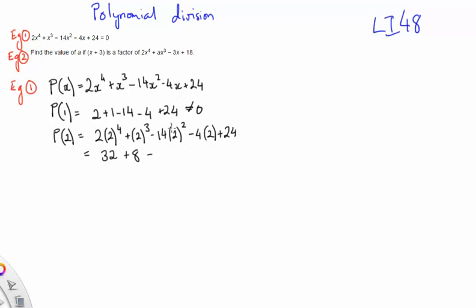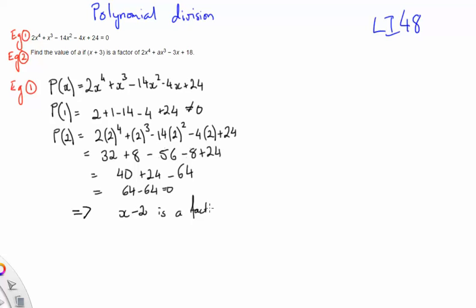4 times 14 is 56 minus 8 plus 24. Okay, 32 plus 8 is 40, and then we get plus 24 minus 64. Then we get 64 minus 64, which gives us 0. Great. So if we sub in 2 and that all collapses to 0, this implies that x minus 2 is a factor. We've found a factor. We like finding factors. And now it's time for the super long polynomial long division.